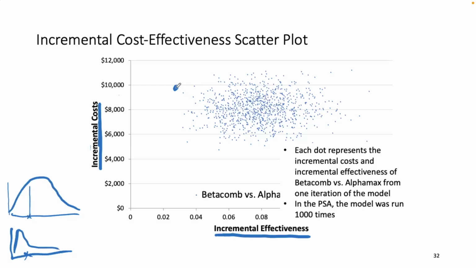So the incremental cost, the incremental effects, and then it's going to do it again. It's going to pick a new value, and these values are randomly picked based on the distributions. It's going to record the new result. It's going to do it again and again and again, and we often do it 1,000 times or more. And we start to get this scatter plot of the incremental cost and the incremental effects, which can then be used to calculate the ICER.